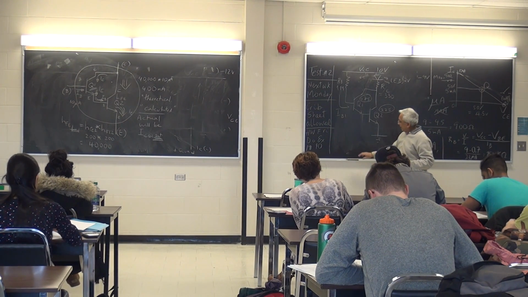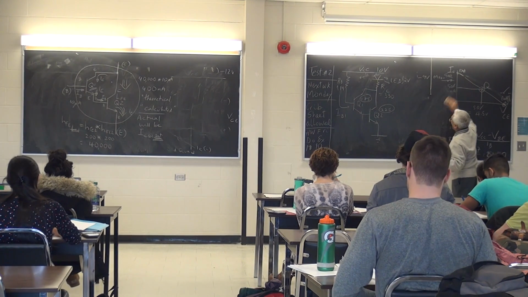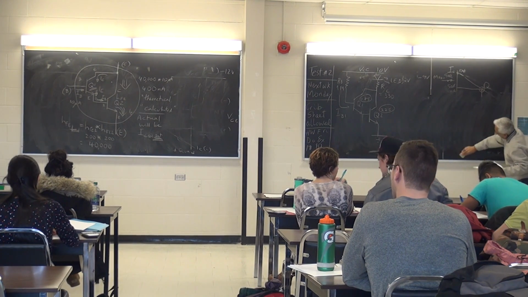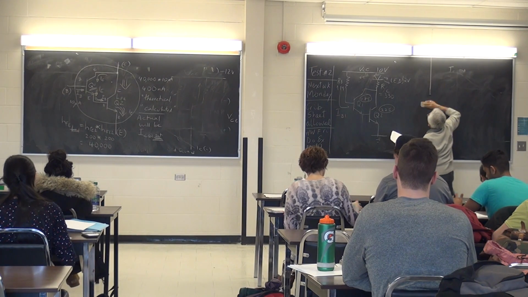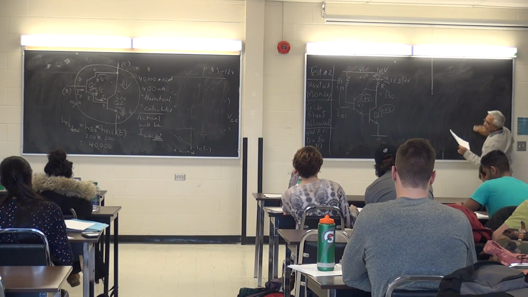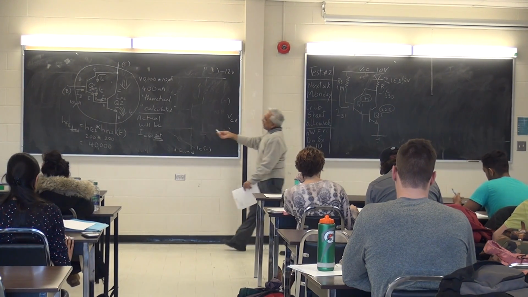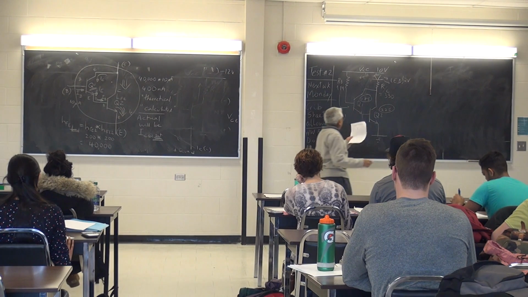So that's my parameters. Let's analyze this circuit. Let's see what's going to happen. Okay, first thing I do, calculate IB. But before I calculate IB, I'm going to find HFE total, the gain total, beta total.